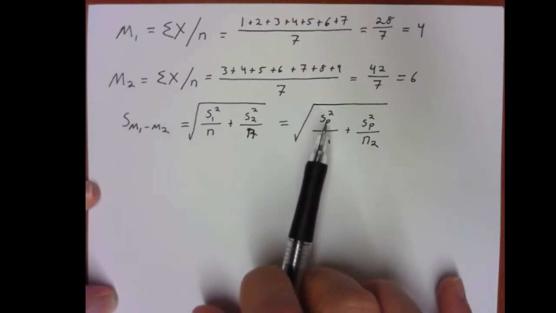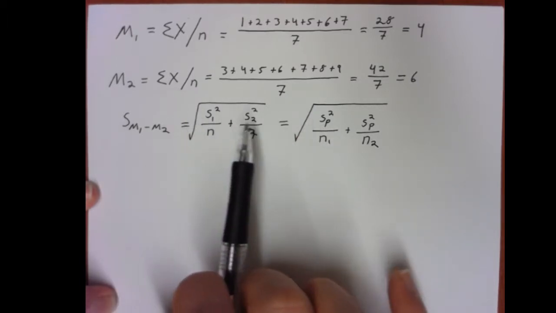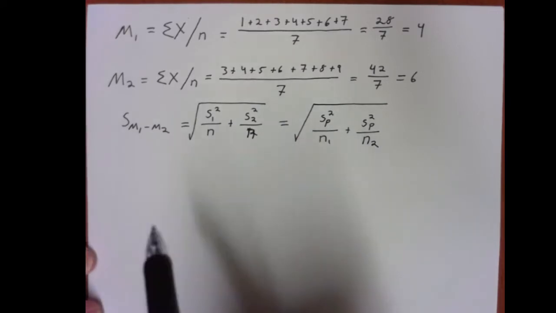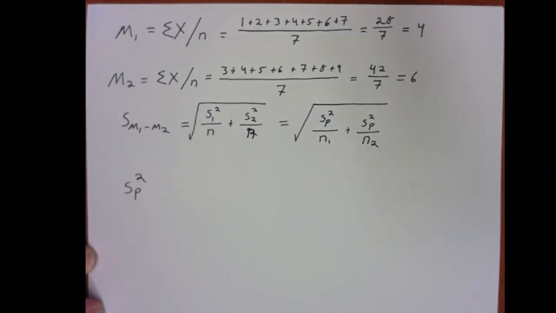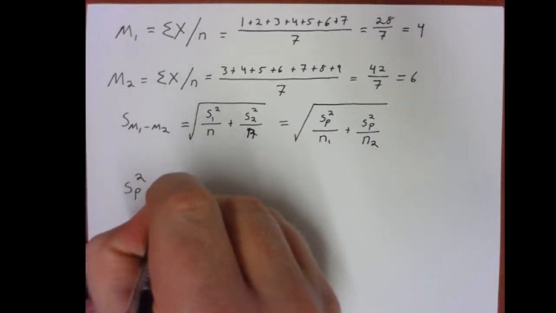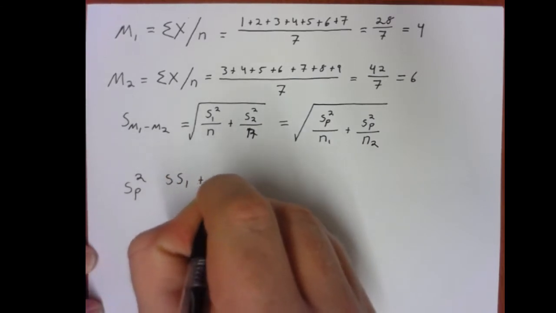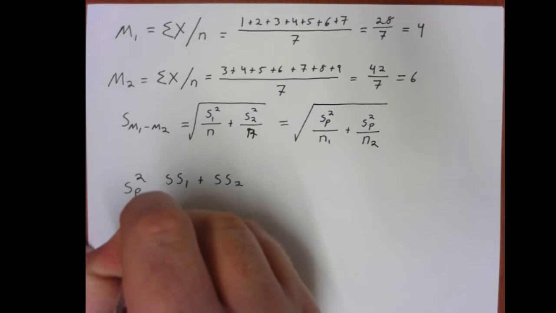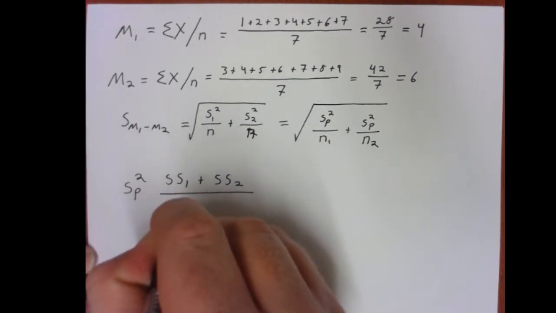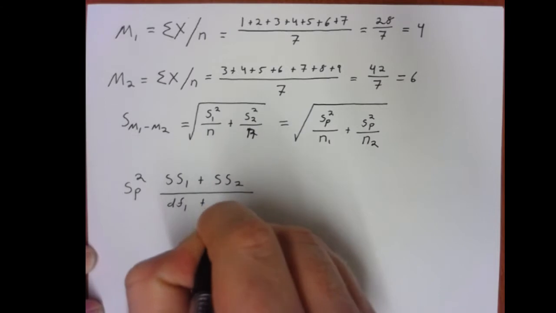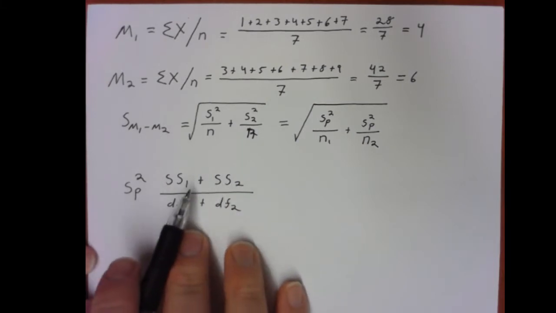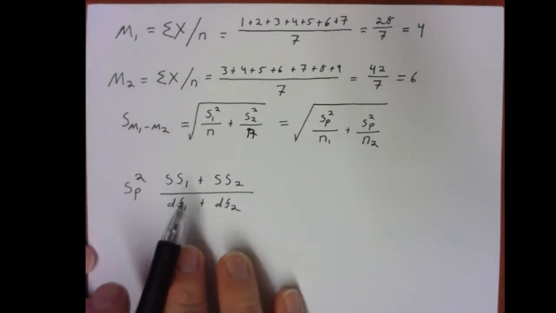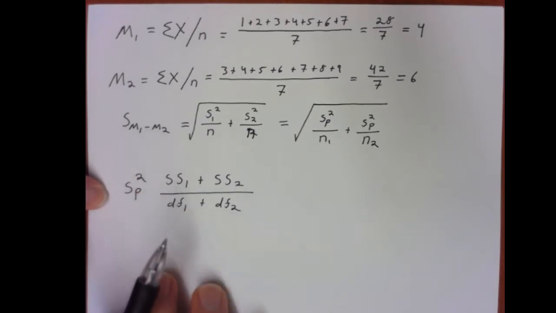So the next thing that we need to find to get our estimated standard error of the difference is our pooled variance. So we need to get pooled variance. We can look up that formula, and that formula will tell us that essentially it's the sum of squares for group 1 plus the sum of squares for group 2 divided by the degrees of freedom for group 1 plus the degrees of freedom for group 2. Now, we don't have any of these values yet, but we do have the numbers to calculate them. So the next thing we would need to do is actually look up the formula for that as well.